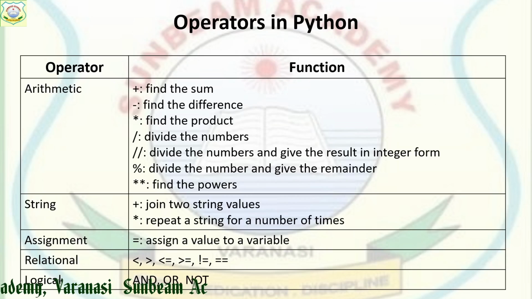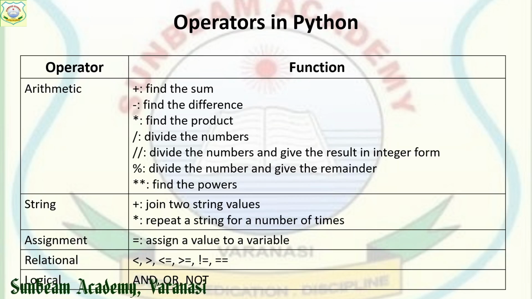Plus is used to join 2 string values. If you want to join 2 string values, then we will use the plus sign, while the multiply sign repeats a string a number of times. If you want to repeat the same string again and again, then you will use the star sign.